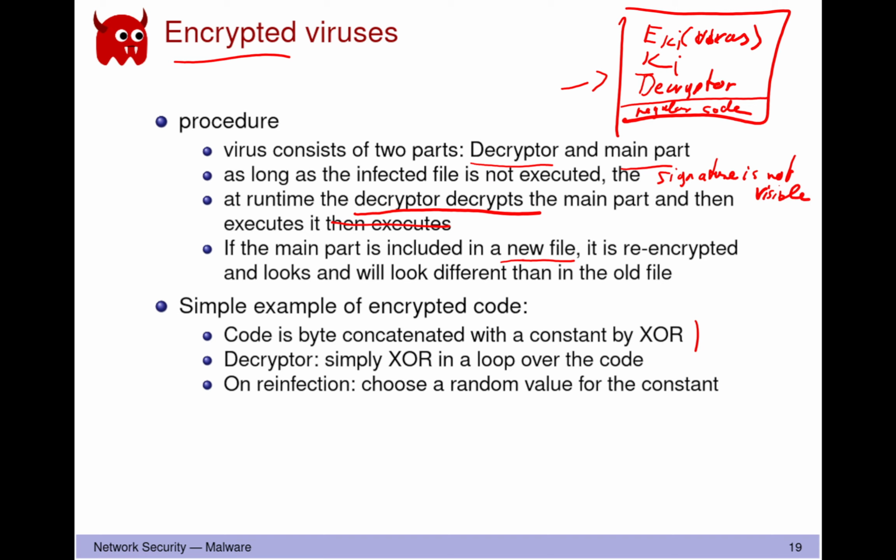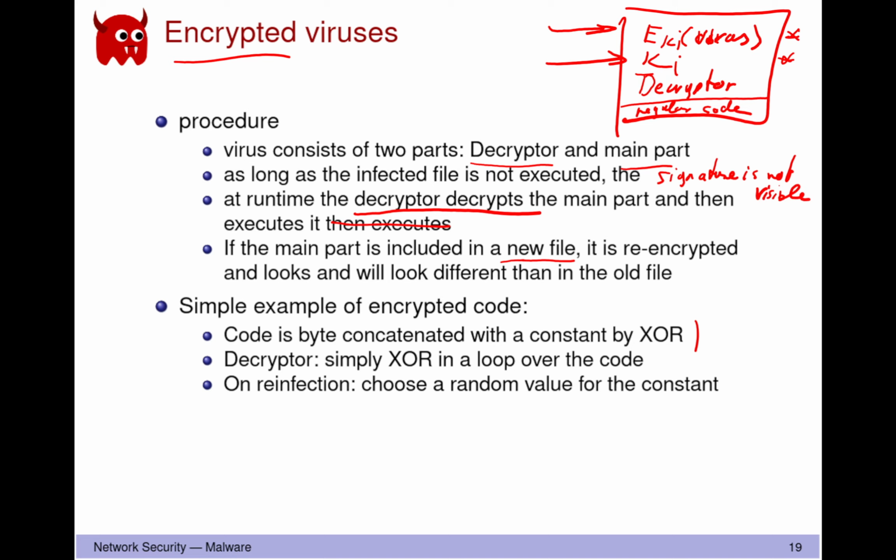So what is different in every file? This is different in every file. This is different in every file. What can you look for? So because the encrypted virus is different in every file, there are no patterns. If the key is different in every file, there's no pattern. What can you look for?